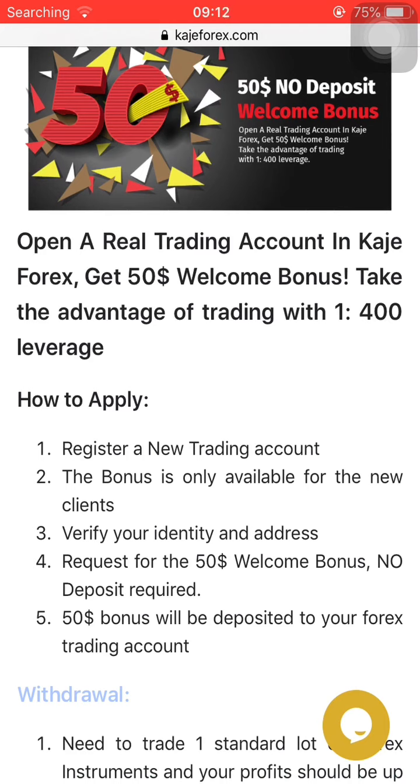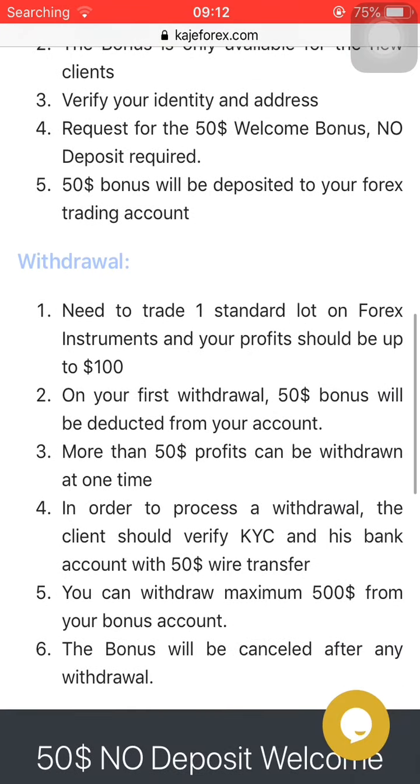Let's go straight to the withdrawal conditions here. We have only 6 terms and conditions that should be met. They are saying here, for the withdrawal, number 1, we need to trade at least 1 standard lot on Forex instruments, and your profit should be up to $100, so not less than that. What I mean here is you have to trade a standard lot, only trading instruments on Forex, not futures, not indices, and probably not crypto. So they are only asking for Forex instruments.